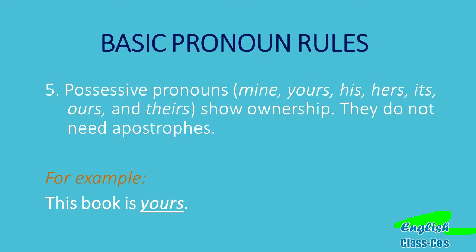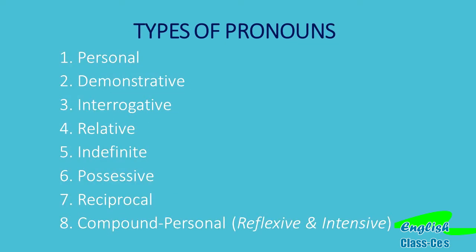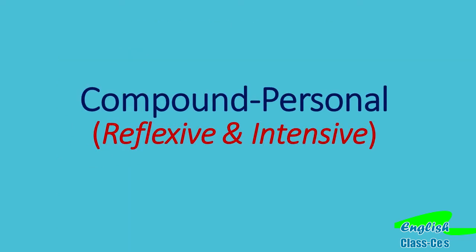The last rule, number 5. Possessive pronouns like mine, yours, his, hers, its, ours, and theirs show ownership. They do not need apostrophes. For example, this book is yours. The following are the types of pronouns: personal, demonstrative, interrogative, relative, indefinite, possessive, reciprocal, and compound personal, also known as reflexive and intensive pronouns. Today, our focus is on compound personal or reflexive and intensive pronouns.